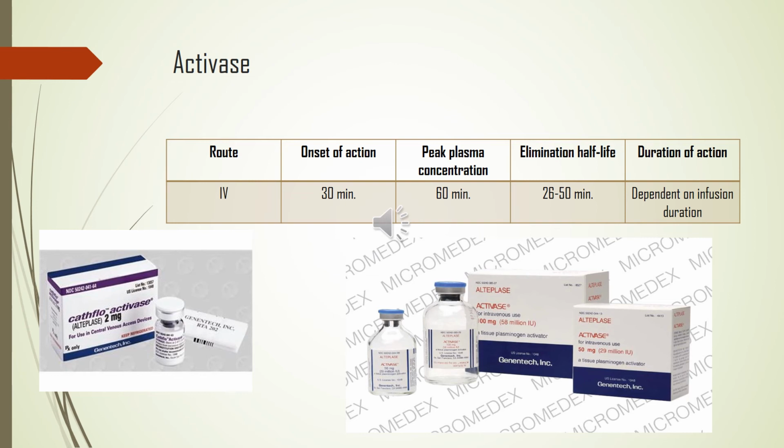So when we're looking at the pharmacokinetics of it, you see that it's only given IV. Onset of action is 30 minutes. The peak plasma concentration is going to be 60 minutes. The elimination is 26 to 50 minutes, and duration of action is more for the bigger vials where you're going to run it as an IV, and that is going to be dependent on how long you're going to run the infusion.